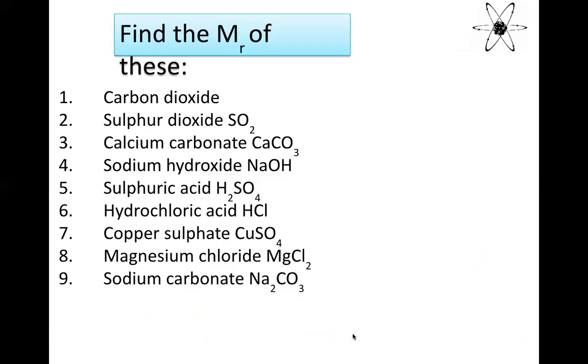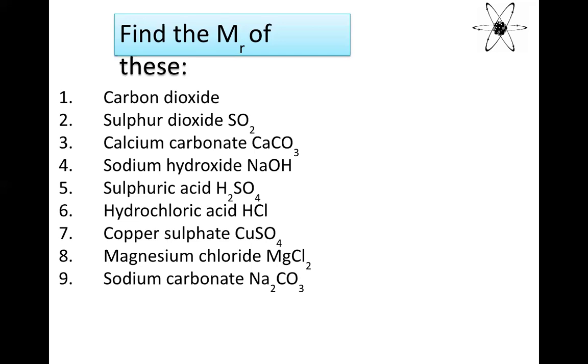Okay, we need to be able to use our periodic table, and we need to be able to find, first of all, the relative atomic mass. That's the big number when you look at the periodic table, and that will give you the relative atomic mass of a particular element.